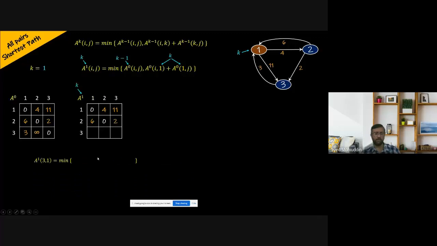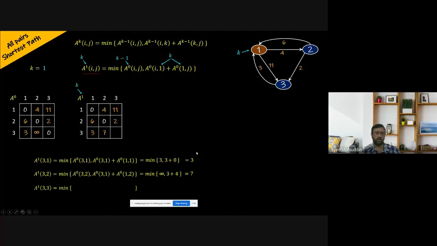Then the last thing is A of 3 comma 1, that is, I will be 3, and we have to perform this 3 times so that we fill up all the values of A of 3,1, then A of 3,2 and A of 3,3. You can find here at this stage that from vertex 3 to 2 there was no direct edge. So it was infinity.